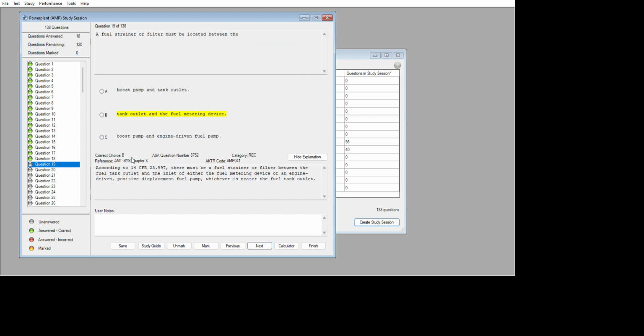A fuel strainer or filter must be located between the tank outlet and the fuel metering device.